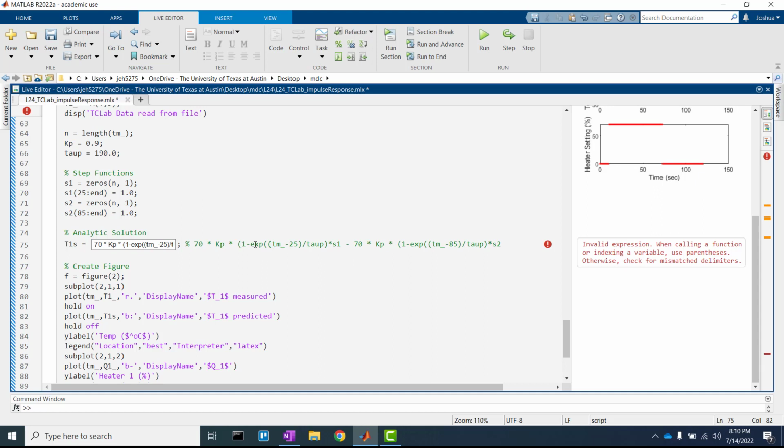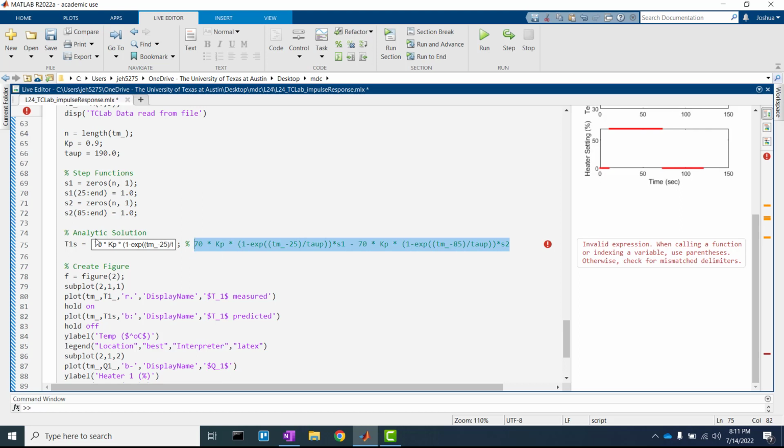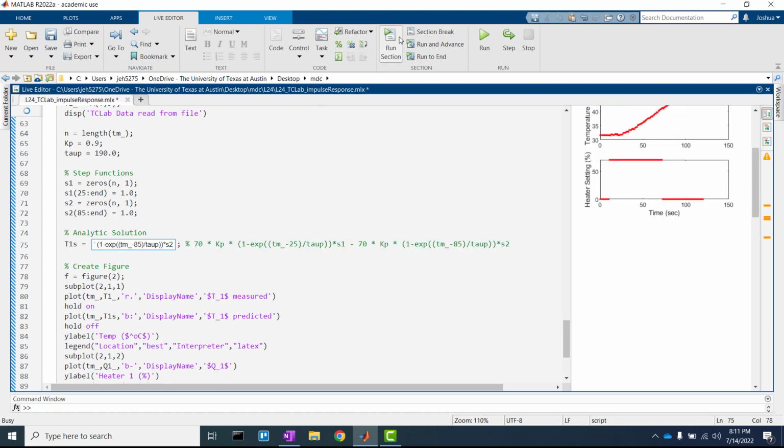70 times Kp times 1 minus exponential time minus 25 divided by, oh, you know it might be? Mismatched delimiters. 1, 2, 1, 2, 3. So this is Kp times 1, 2, 3 open, then 2 closed. So we need a third one closed. Same thing here. 1, 2, 3 open, 1, 2 close. So we need a third one closed. Control C, Control V. Let's try that one out.